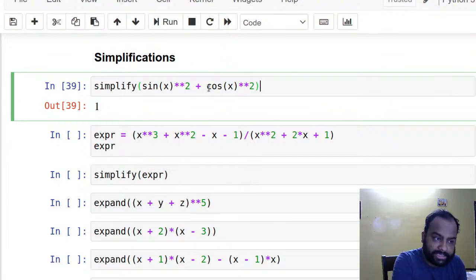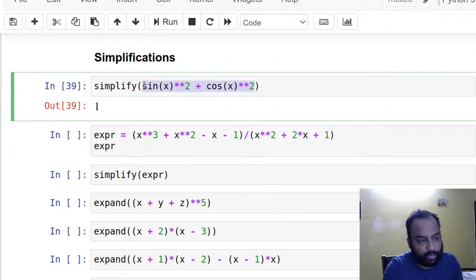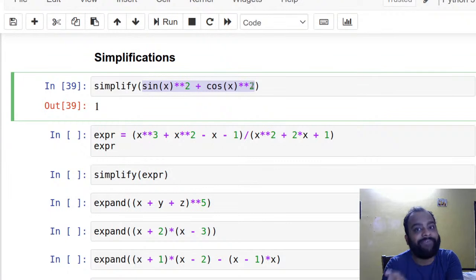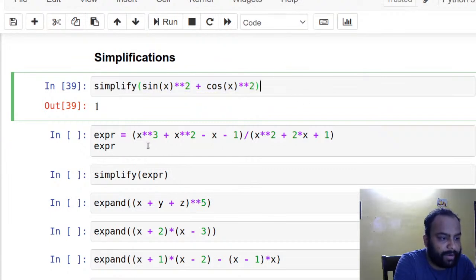Because this is an identity, it is equal to 1 no matter what the value of x is. So this is simplified to an identity, not evaluated to 1. You understand the difference, right? This sine square x plus cos square x is identical to 1. So we are not evaluating it and finding out that it's 1. It is identical to 1. No matter what value of x you put here, it will always be 1. So this is going to give you simplified identities.